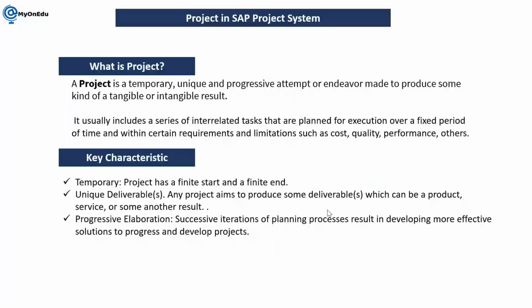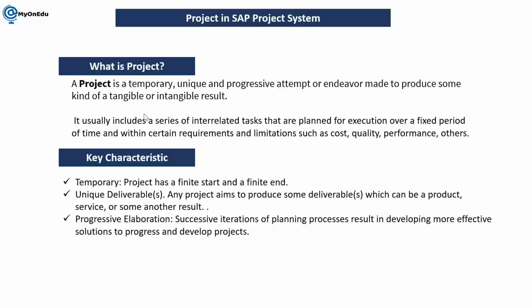And how are you producing them? By executing some activities, and these activities are interrelated. It will have some cost, and you need to meet some quality, and accordingly you need to deliver to your customer. Key characteristics here are: temporary, always unique, deliverable. Each product is a deliverable, and each deliverable or product is unique.